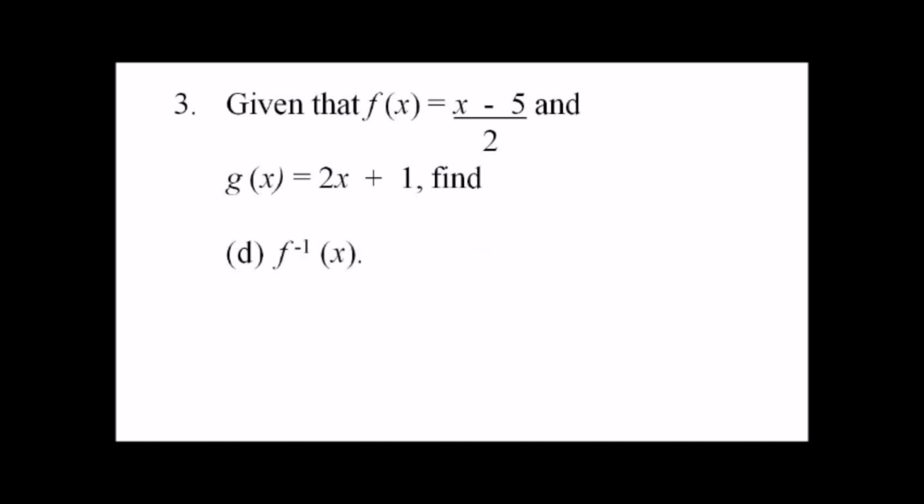Got it? And 3d, dealing with the same functions for number 3, f(x) = (x - 5)/2 and g(x) = 2x + 1. Find f⁻¹, or the inverse of f, f⁻¹(x). So remember, for f(x), you put y = (x - 5)/2. And then you need to solve that equation for x. And then at the end, you switch the x with the y. And that would be your inverse for f(x).